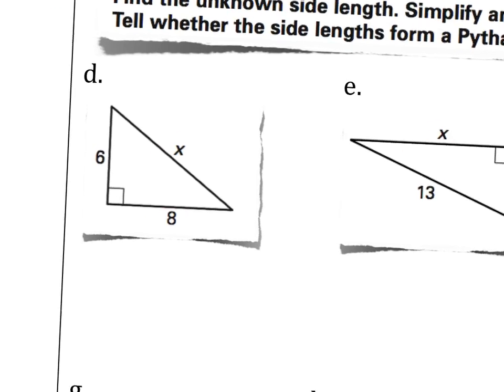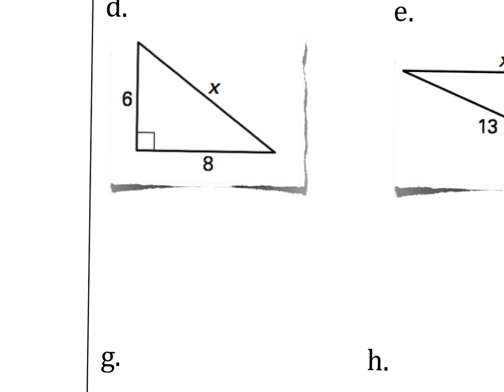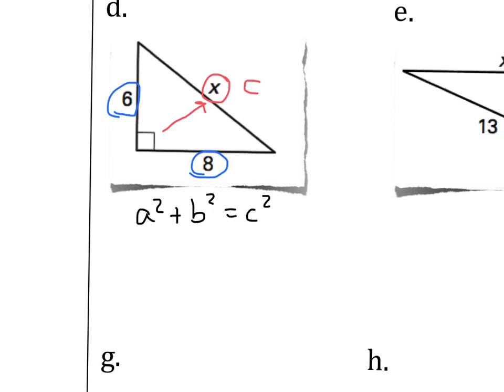So let's look at the very, very first one here. The key is to always identify my hypotenuse. This is my C, because it is opposite that. So now these two are my legs. So when I have a squared plus b squared equals c squared, I'm going to substitute 6 squared plus 8 squared equals x squared. Now we start to simplify.